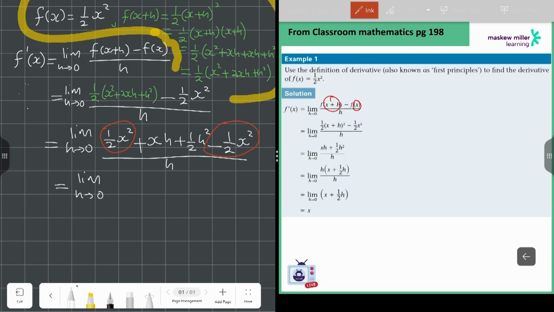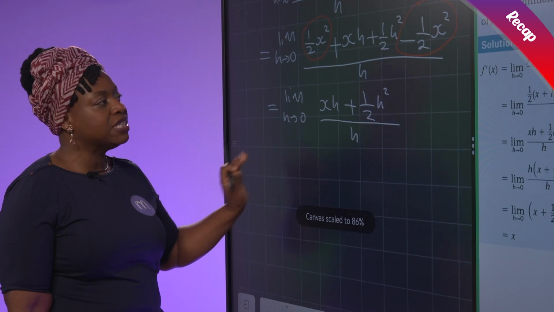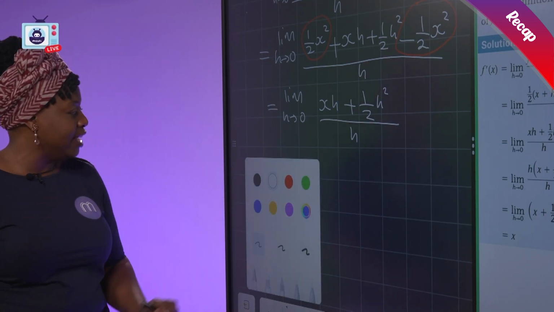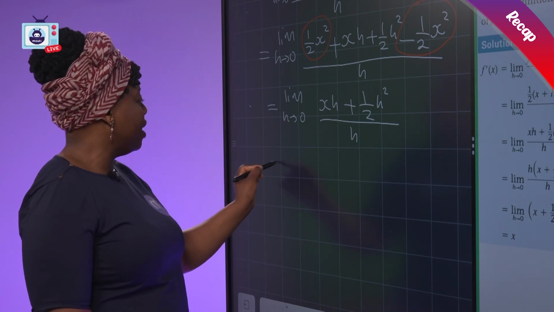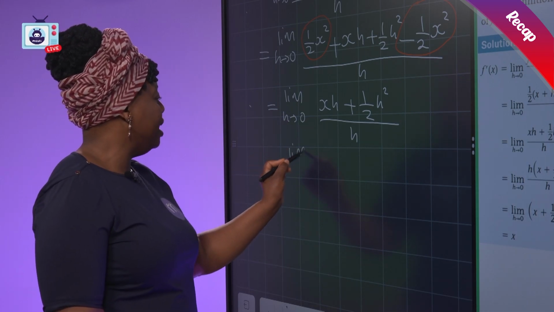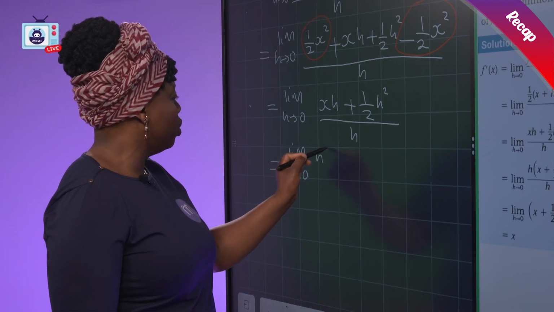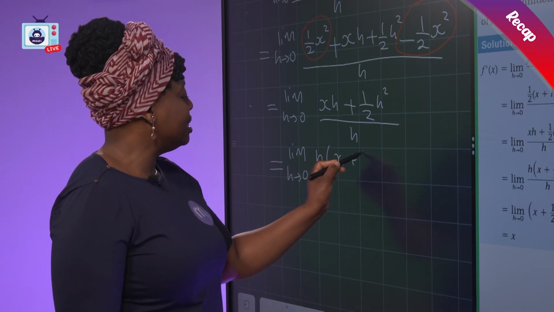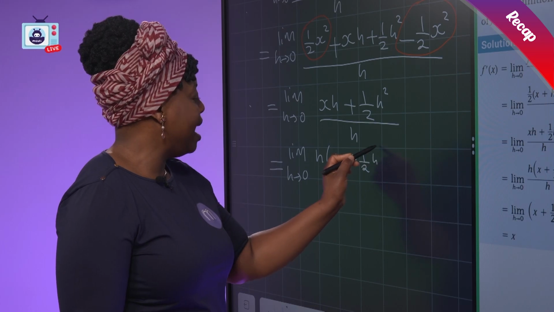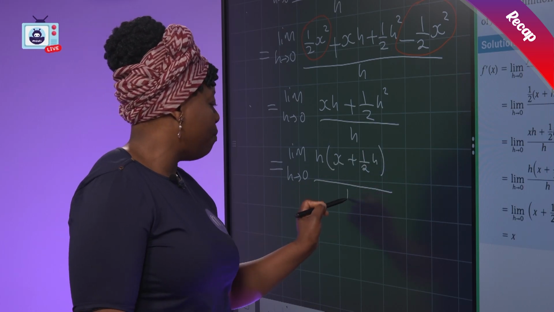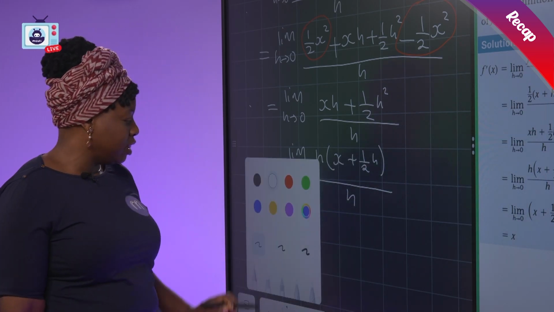So that will be equals to the limit as h approaches 0. And then we can just quickly write what we have: xh plus half h squared, all divided by h. Then after this, you can see that we do have some common factors, which is h. So we can take out the common factor, which then we have a limit as h approaches 0. When we take out the h, we're going to remain with x plus a half multiplied by h, and then we divide that by another h, which is on the denominator.